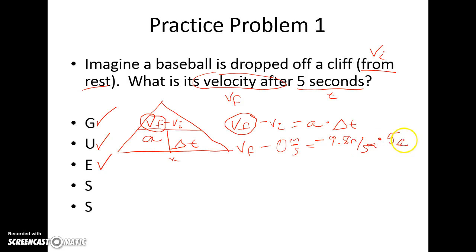Okay, so here I have seconds on top and on bottom, so I'm going to cross out the squared because this is, remember, seconds per second. So I have VF minus 0 equals negative 9.8 times 5. I need to do this math problem first before I deal with whatever's happening with my VF. So negative 9.8 times 5, according to my calculator, negative 49 meters per second.